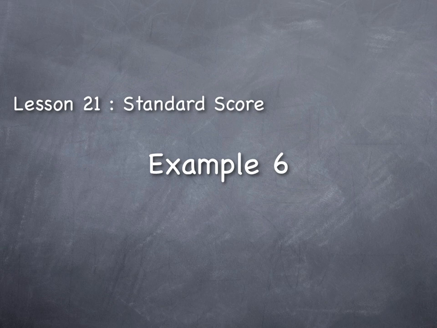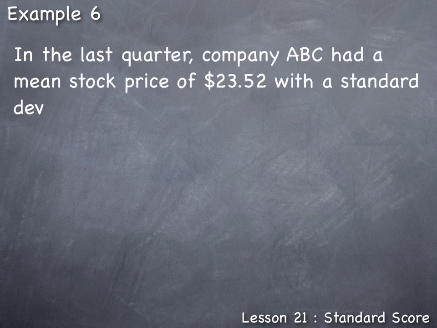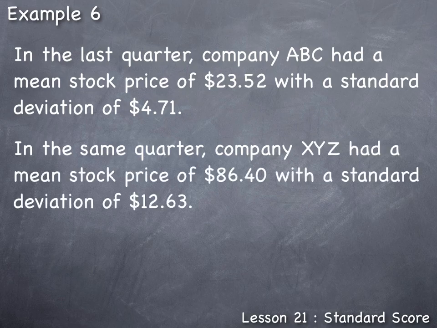Lesson 21, Standard Score, Example 6. In the last quarter, company ABC had a mean stock price of $23.52 with a standard deviation of $4.71. In the same quarter, company XYZ had a mean stock price of $86.40 with a standard deviation of $12.63.